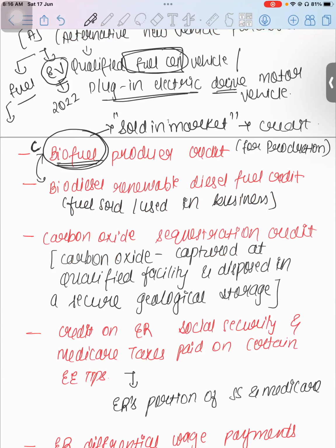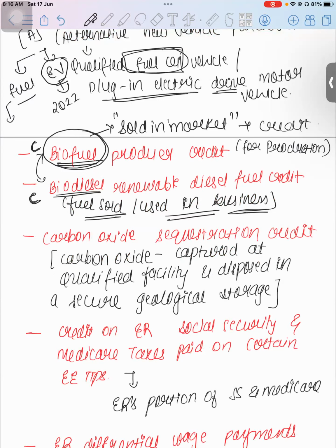This is if you are producing a biodiesel and this fuel is sold or used in business. Then you can take these credits in your business. Again, this is a C category. It's not that important and very rare for clients.